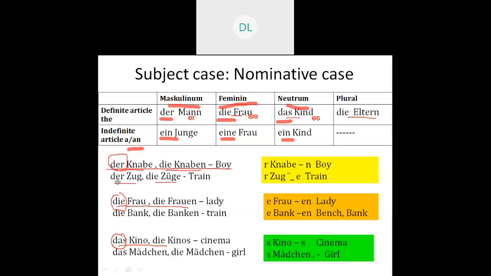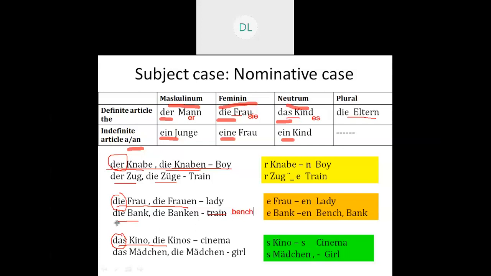But what does this der imply? Der implies that your noun is masculine. Similarly, die Frau is feminine and the meaning is lady. Similarly, die Bank and die Bänke, the bench and the benches. Sorry, it is a mistake. Here the meaning is bench. I'll write it out for you. The meaning is bench, or a bank.